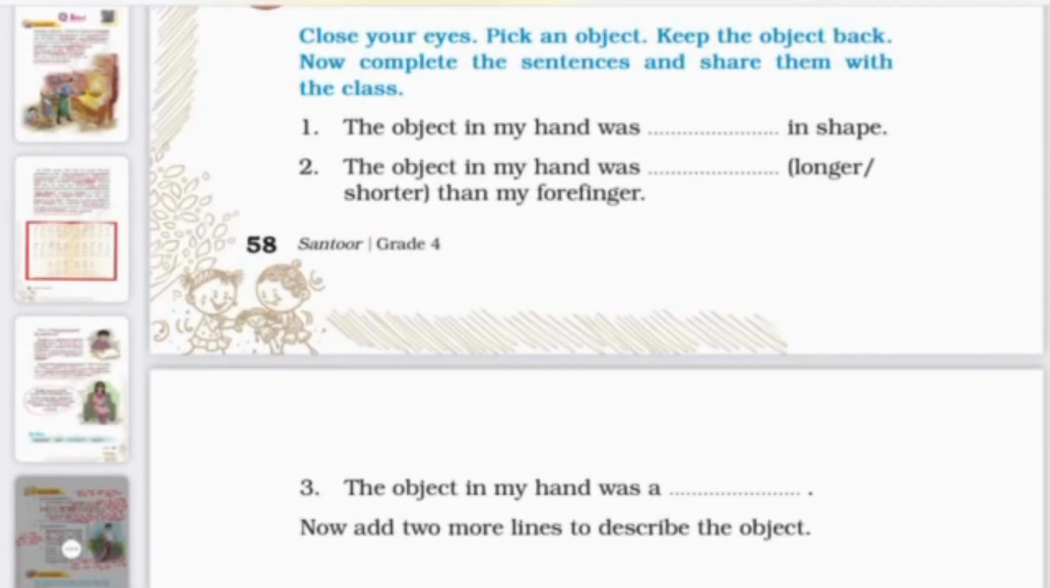Next, close your eyes, pick an object, keep the object back. Now complete the sentences and share them with the class. You can keep the object back.